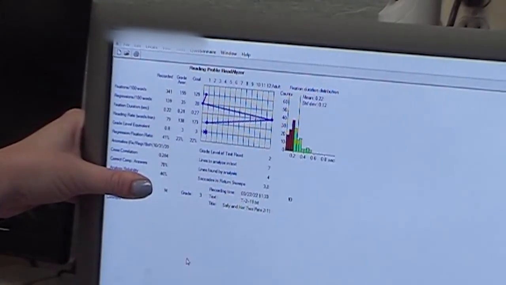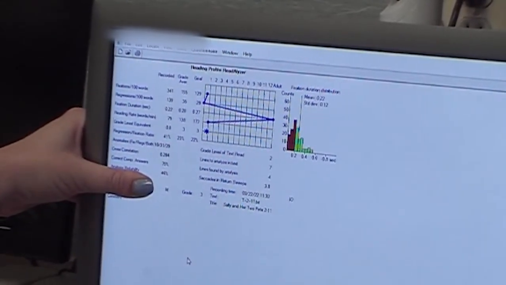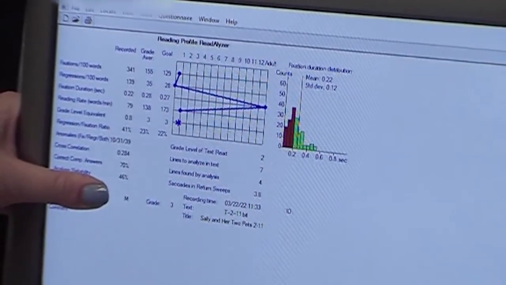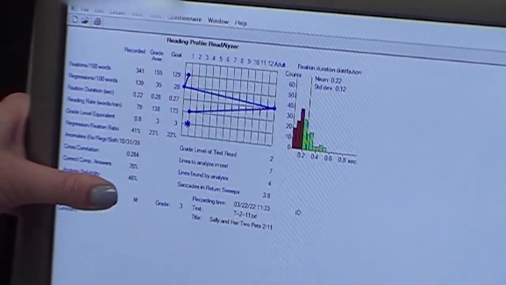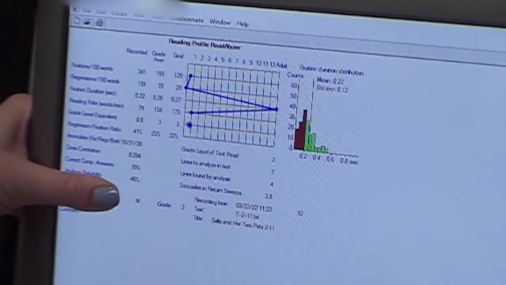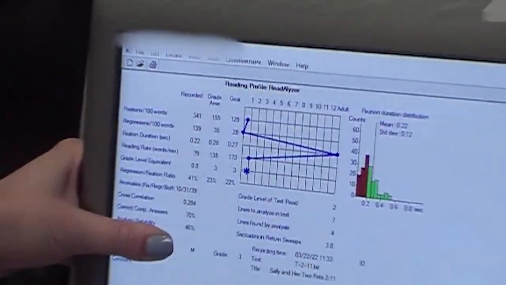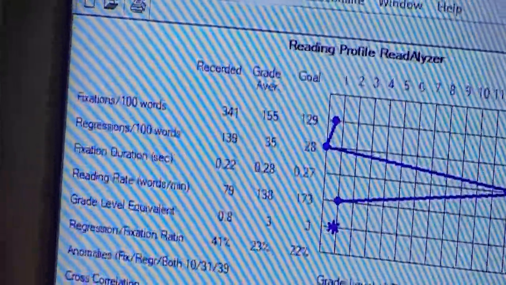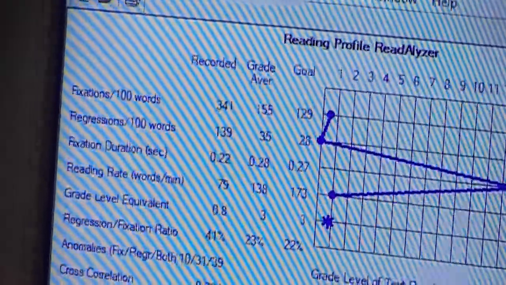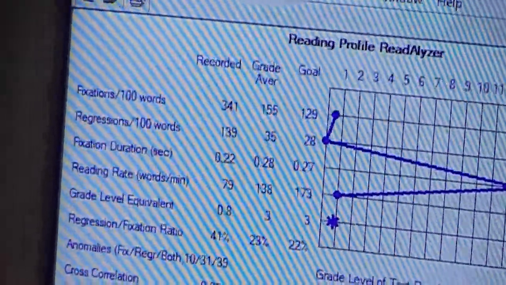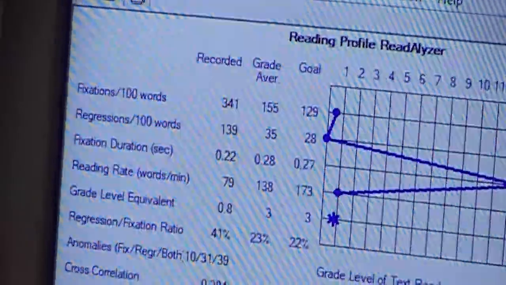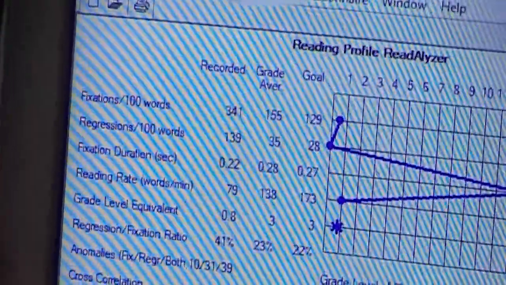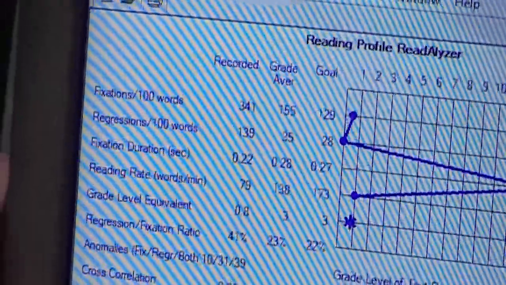What we're looking at here is the results of this test. This is for somebody who's in third grade, reading on a second grade level. Dr. Tiomno is putting her thumb on the name of the person for confidentiality reasons. If we look up on top here, you can see it says fixations, how many fixations this person is making for every 100 words. So somebody in third grade would typically make 155 fixations, but you can see this person is making 341. So they're having to move their eyes about double as much as they should be.